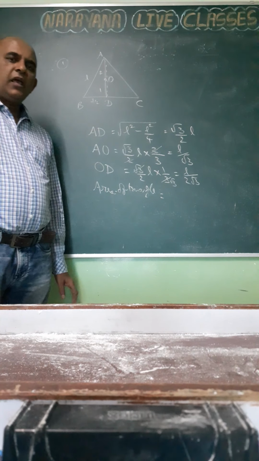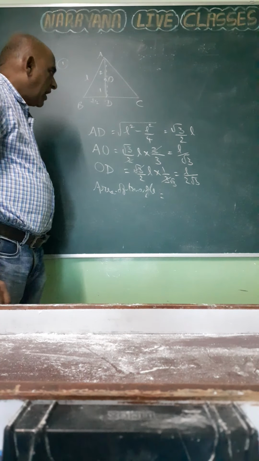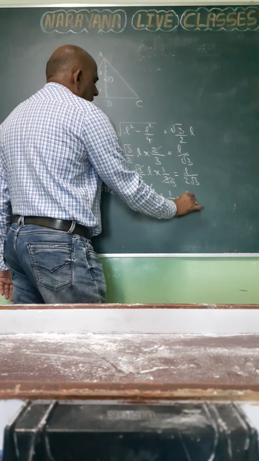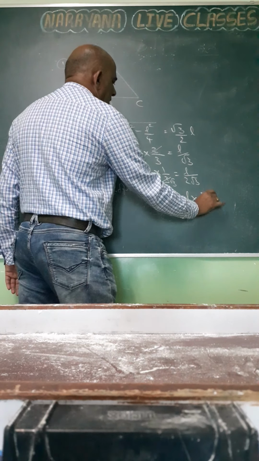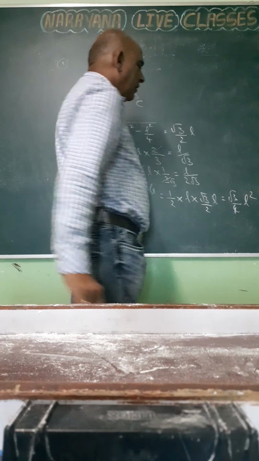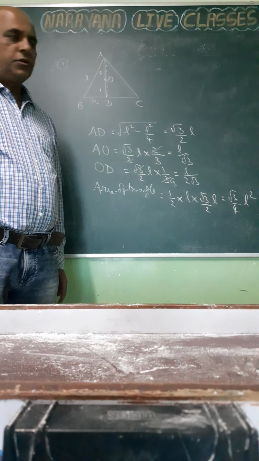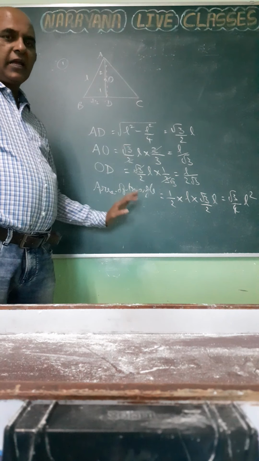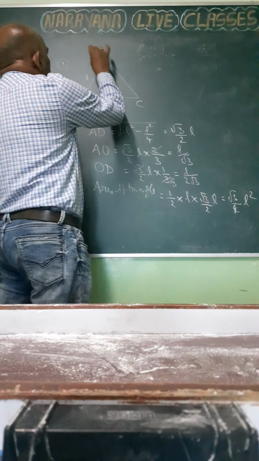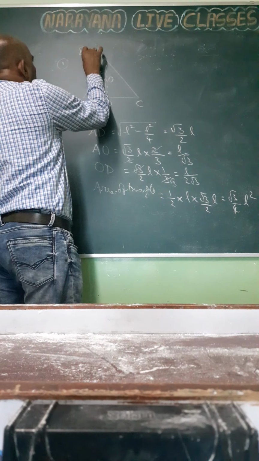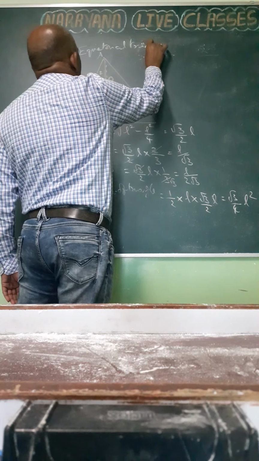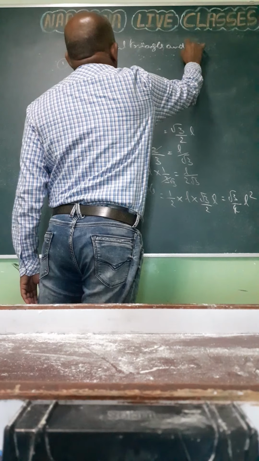And the last one, the area of the triangle. Area of the triangle is half into base, base is L, height is root 3 by 2 L. So we get root 3 by 4 L square as the area of the triangle. So this is about the equilateral triangle. That is the first topic. So put the heading: equilateral triangle and square.